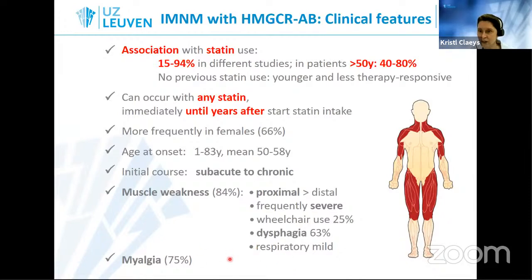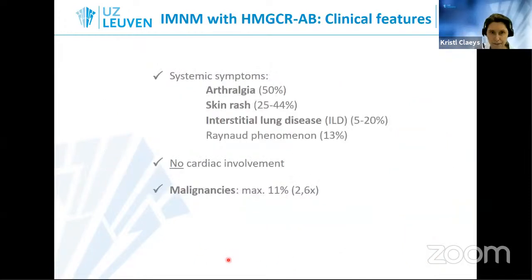Myalgia occurs also in 75% of the patients. There can be some systemic symptoms like arthralgia, skin rash, interstitial lung disease, and Raynaud phenomenon. There is usually no cardiac involvement, in contrast to, for instance, the SRP-related immune-mediated necrotizing myopathy, but usually in this disease, we don't find cardiac involvement. Malignancies are reported in a maximum of 11%, so a factor of 2.6 compared to the normal population. And the types of malignancies are very variable.